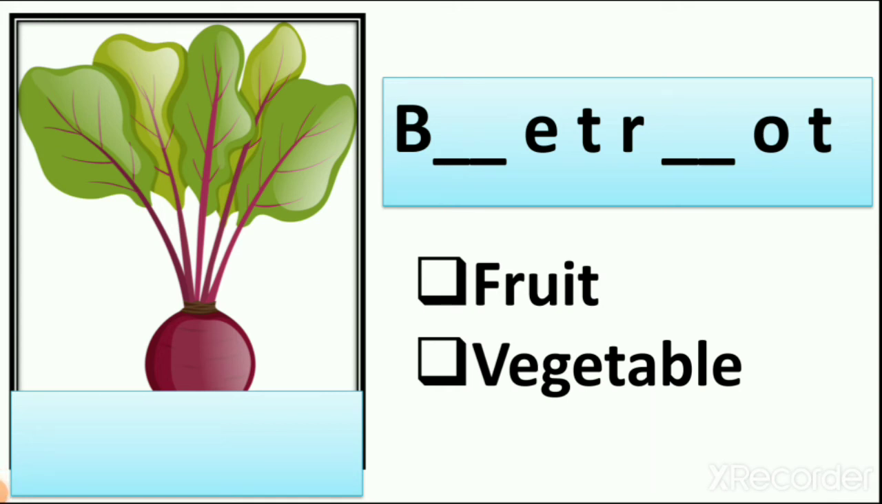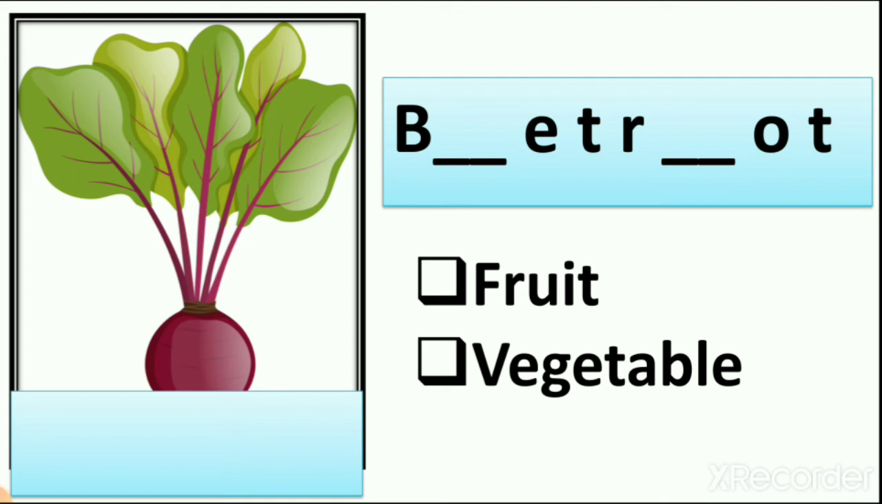Here you can see the picture of beetroot. So red color beetroot. We learn about this when we learn about roots. So it is a root of the plant. That's why we call it beetroot. So in the spelling of this vegetable or fruit we have root. So we can identify that this is a root of the plant.